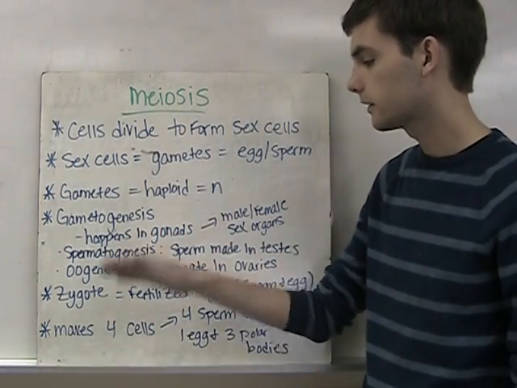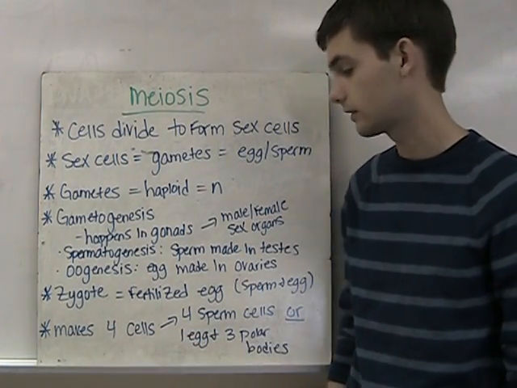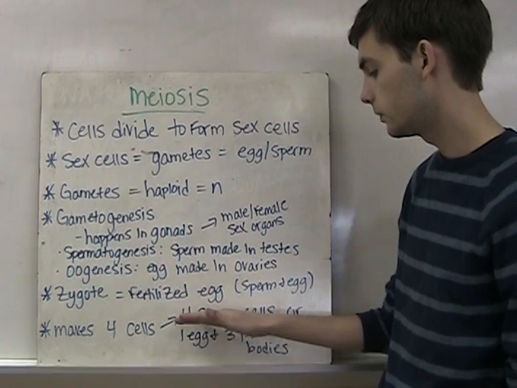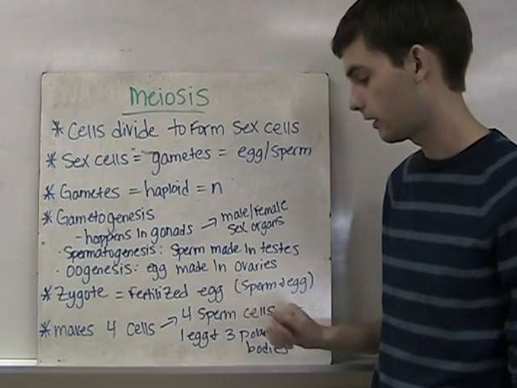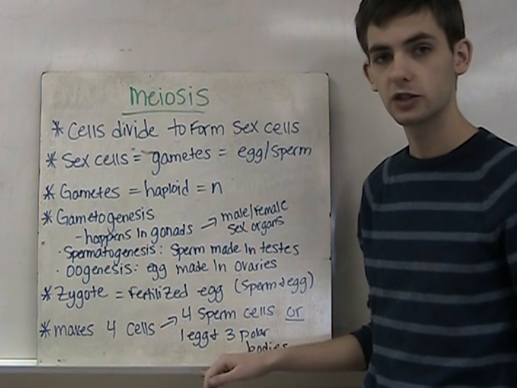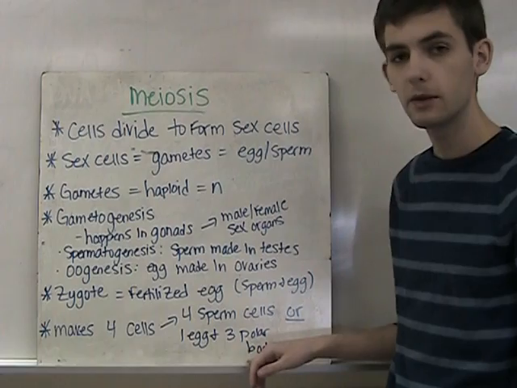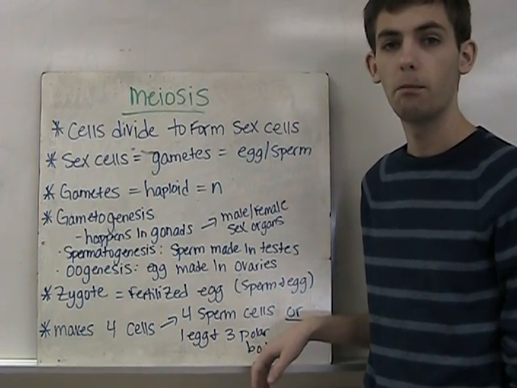This entire process of meiosis makes 4 cells. It actually goes through 2 divisions. In males, we will make 4 functional sperm cells, or in females, you'll make 1 egg that can actually be used to form a zygote, and 3 that can't be used, which is what we call polar bodies.